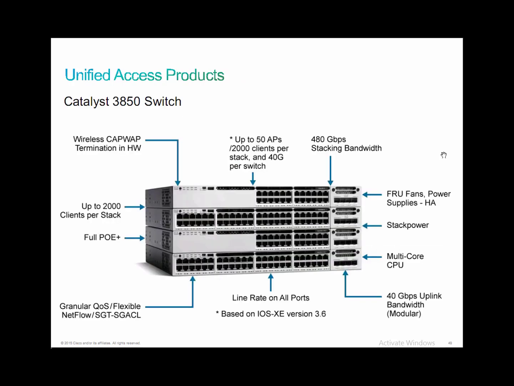What products include this? Well, there's a few, and again, probably more than what we see here because of the date of this material. But the 3850 switch is an enterprise class switch that's a stackable switch. It's got power over Ethernet, supports up to 2,000 clients per stack, runs CAPWAP that gets terminated in hardware. CAPWAP we'll talk about a little bit later on, but that is our encapsulation protocol that allows us to encapsulate the traffic from the access points to the controller. Up to 480 gigabits a second of stacking bandwidth.